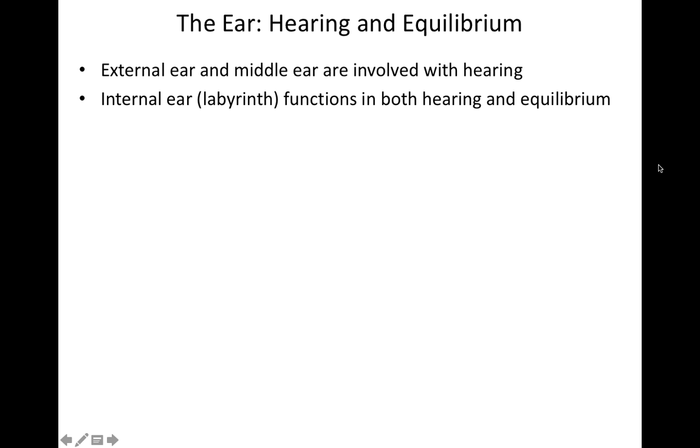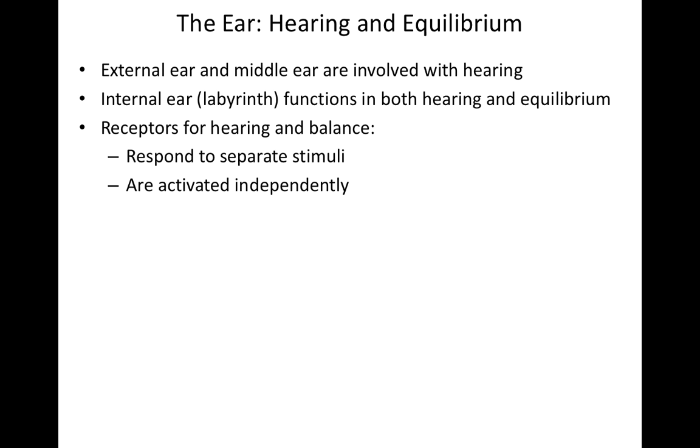The external ear and the middle ear are involved with hearing. The inner ear is going to be involved with both hearing and equilibrium. Now, the receptors for these two senses are completely separate. They respond to different stimuli and they are activated independently of each other. So they don't affect each other. You can have somebody who is completely deaf, they have perfect balance. You can have somebody who can hear great, but they don't have any balance. So they're not affecting each other. When one isn't working, it doesn't mean that the other one isn't working.